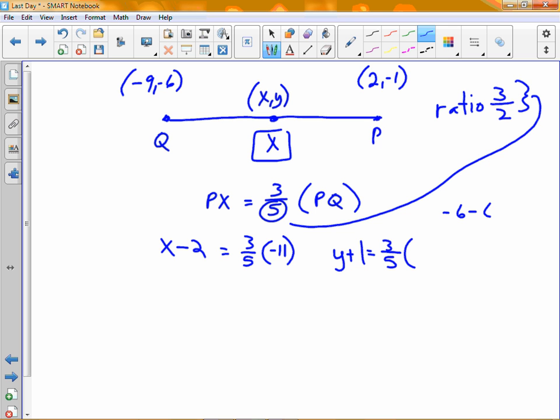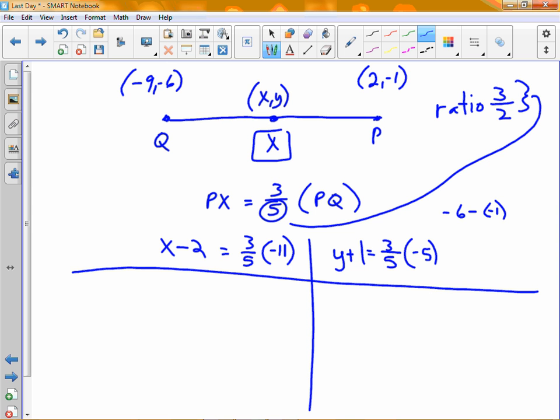-6 minus -1. There we go. Now, understand this. Guys, that's what this question is about right here. It's wanting you to solve those two equations. That's all this problem is about. You can add in all that confusing stuff about partitions, but what they're wanting to know is that you, as a mathematician, can solve this problem right here.